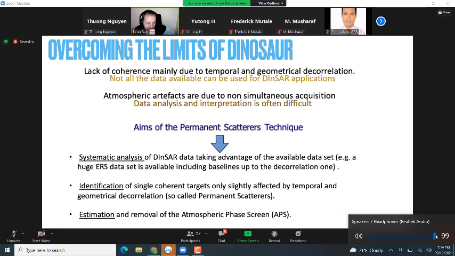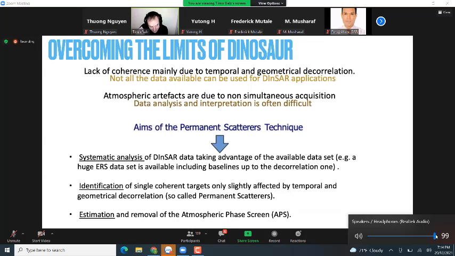Then we have atmospheric effects, right? We do not acquire the images at the same time. We can't because we want to have a difference in time, right? So we have atmospheric effects on it, which makes then the measurements and also the interpretation sometimes quite difficult.